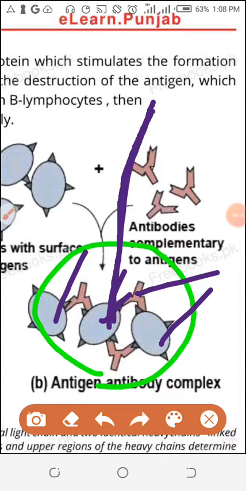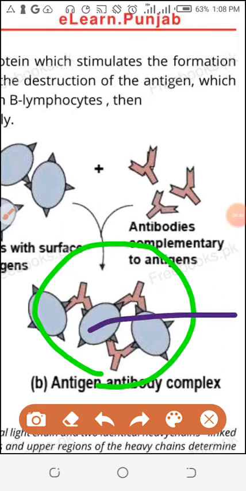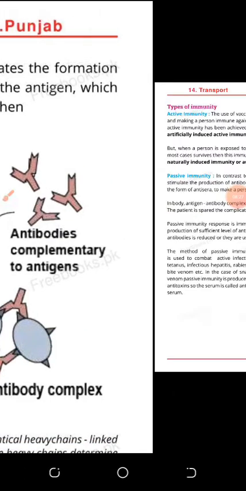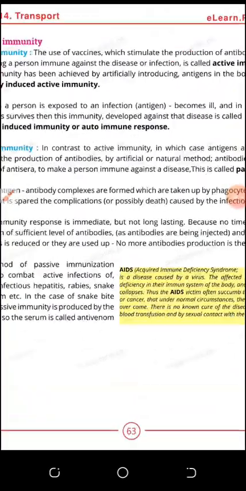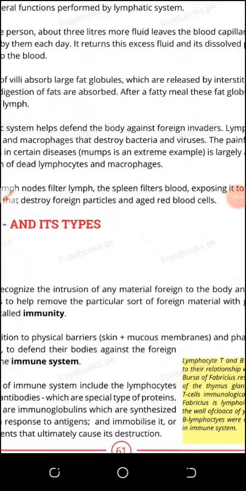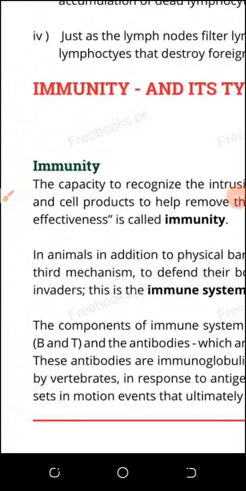Now we go back to the types of immunity system. Dear students, just hold on, I am going to tell you the types of immunity system. There are two types of immunity system: one is active immunity, one is passive immunity.